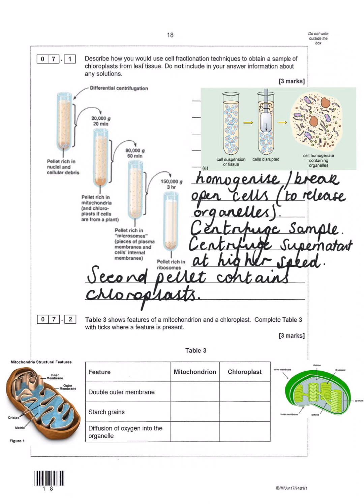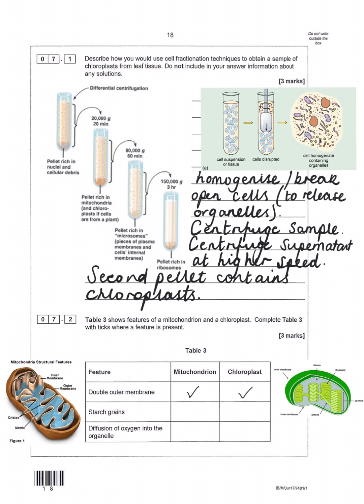The first feature in the table is a double outer membrane, and we can see from these diagrams that both a mitochondrion and a chloroplast have a double outer membrane. You'll learn more about these double outer membranes in year 2. Other organelles with a double outer membrane include the endoplasmic reticulum, the Golgi apparatus, and of course the nucleus.